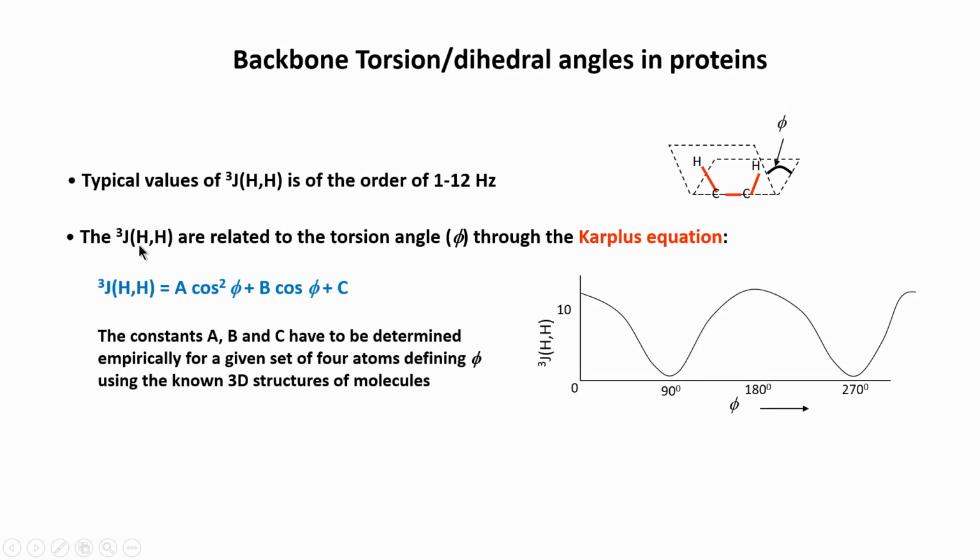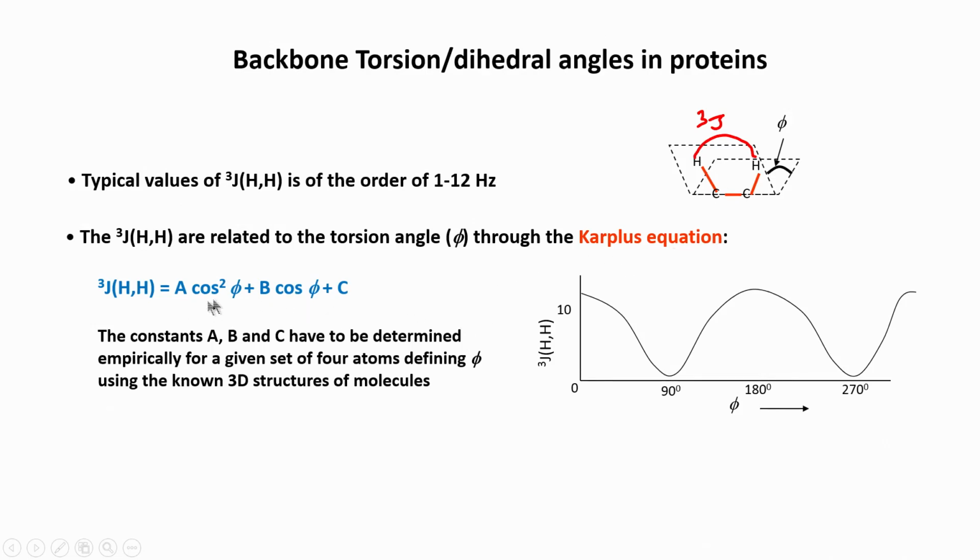Now, these vicinal coupling constants, that is, 3-bond couplings, are very well known to be related to the phi, or the torsion angle. So, for example, let us say I measure this J coupling between these 2 atoms. This is the 3-bond J coupling. If I measure this 3-bond J coupling between this hydrogen and this hydrogen, that J value will be related to this phi value by this famous equation, which is known as the Karplus equation.